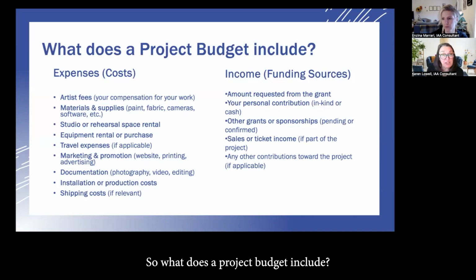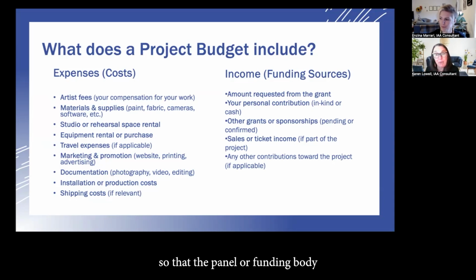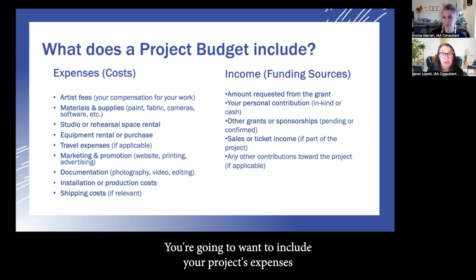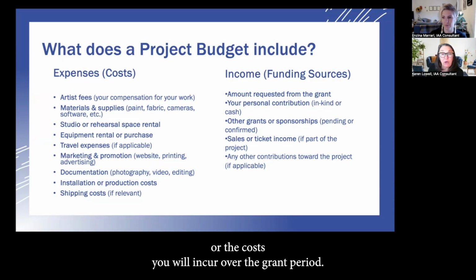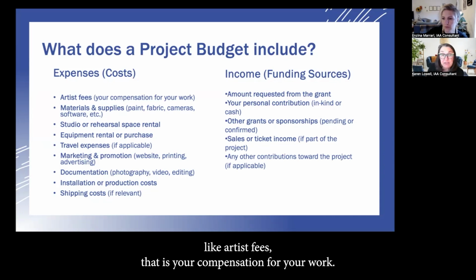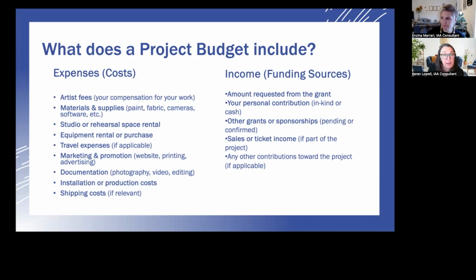So what does a project budget include? It's meant to be comprehensive, and you should be as specific as possible so that the panel or funding body has a good understanding of the financial depth of your project. You're going to want to include your project's expenses or the costs you will incur over the grant period. Examples that you can include in a project budget are things like artist fees. That is your compensation for your work. Always make sure to pay yourself or any other project partner.